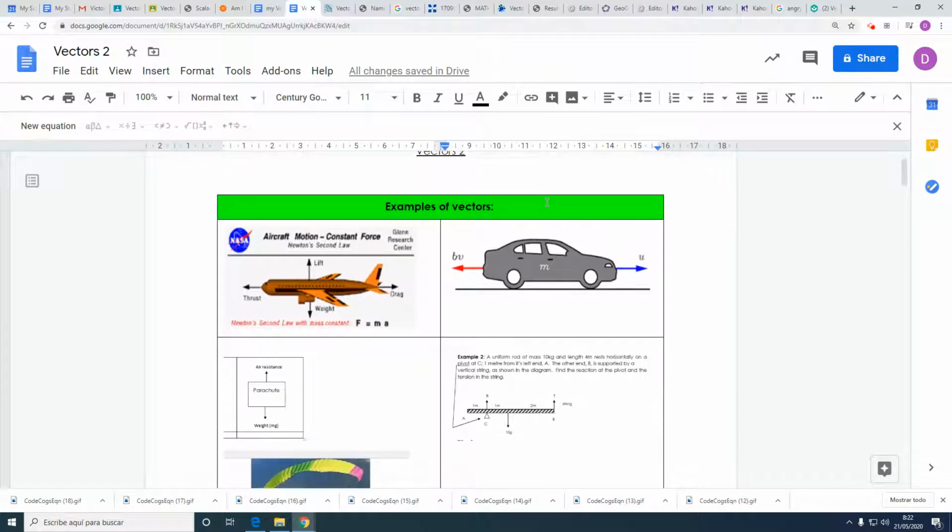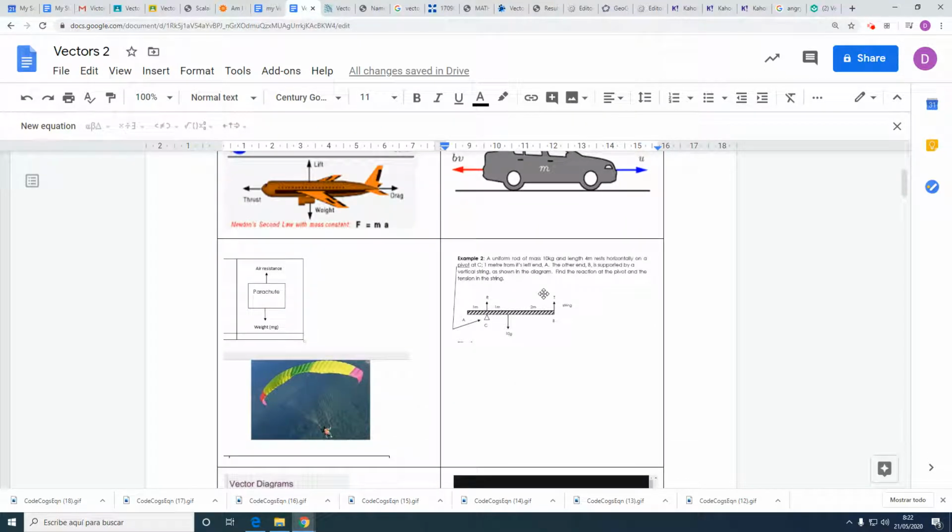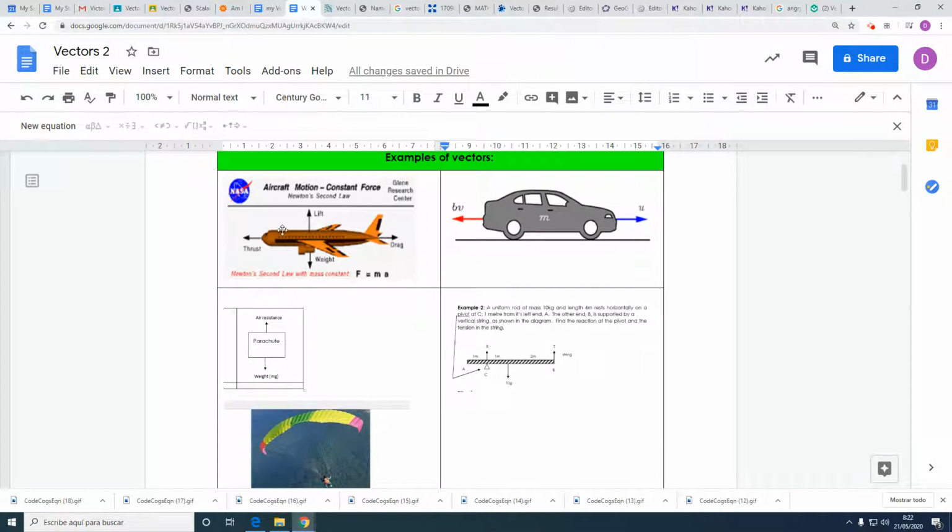At the start of this, I just put on some examples of how vectors are used to help us solve mathematics, engineering and physics problems. In this one, it tells you what the forces are on an aeroplane. It's from NASA again. And this tells you why a car will get faster or accelerate. If the force U is bigger than the air resistance force B times V, the car will accelerate forwards.